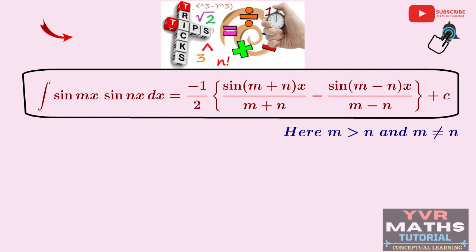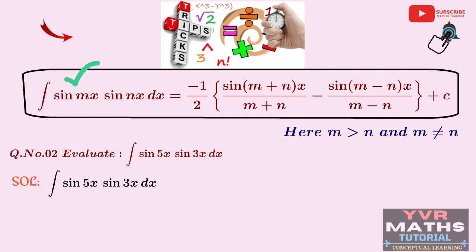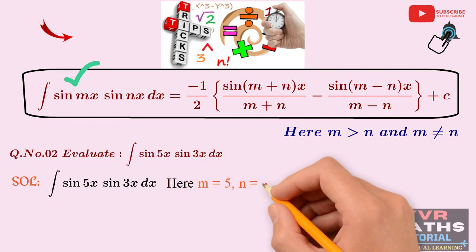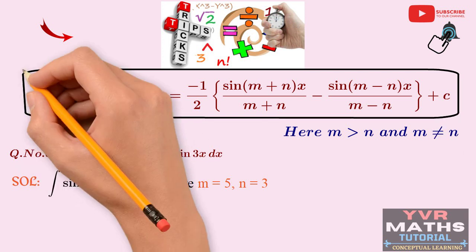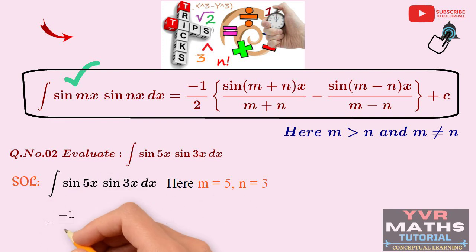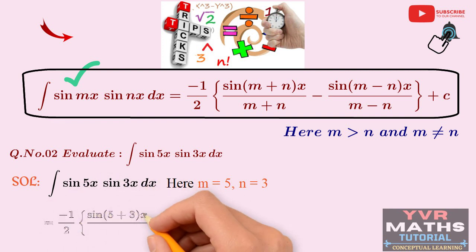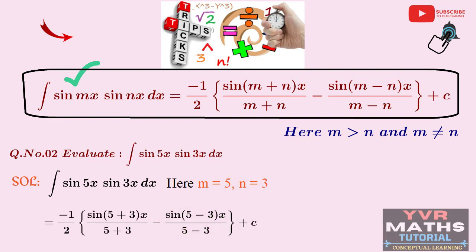Let us take the same problem which we discussed in the previous slide. So this is the question which we discussed in the previous slide. So now I am going to apply this formula for this problem. If we compare the given integrand with the standard formula, here m is 5 and n is 3. So if we substitute m is equal to 5 and n is equal to 3 in this formula, then what we will get? See here, minus 1 by 2 into sin of (5 plus 3)x by (5 plus 3) minus sin of (5 minus 3)x by (5 minus 3) plus c.